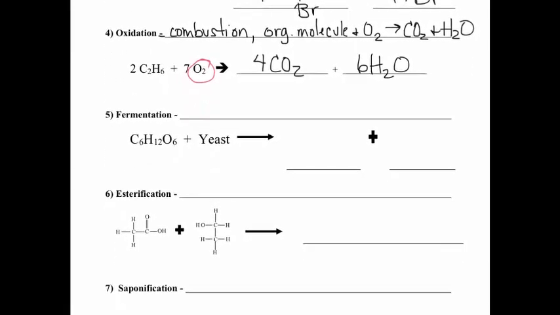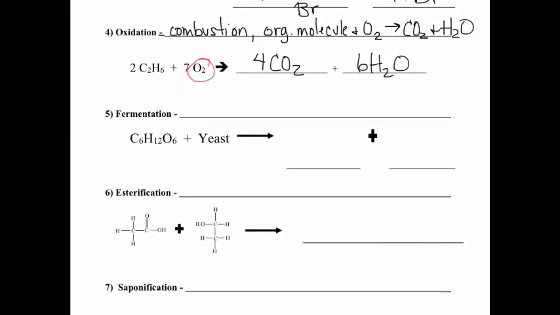Next one, fermentation, one of my favorite reactions. We have some sort of sugar plus yeast in some way. Instead of saying yeast, they may actually put the enzyme that does fermentation in the yeast. It's called zymase. And it always produces CO2 and ethanol.